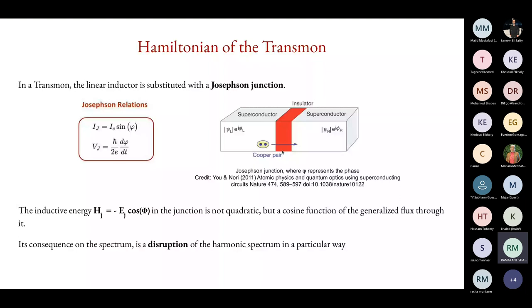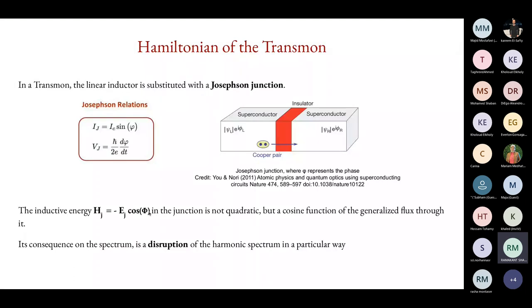So the inductive energy, which we call Hj, is actually defined by the Josephson energy cos phi. Phi is the flux, okay? Phi is the phase, okay? Which is defined in the wave functions of each electron or Cooper pairs, to be more precise. So the inductive energy given by our Josephson junction is not quadratic, but a cosine function of the generalized flux through it. So this would be it, okay?